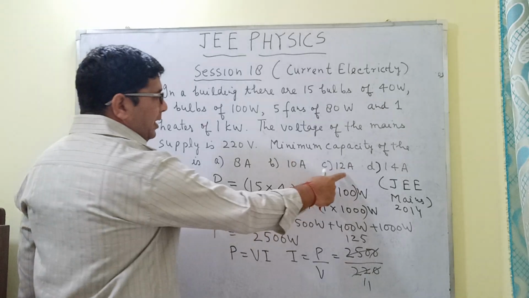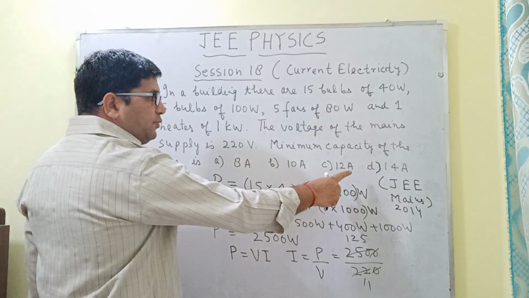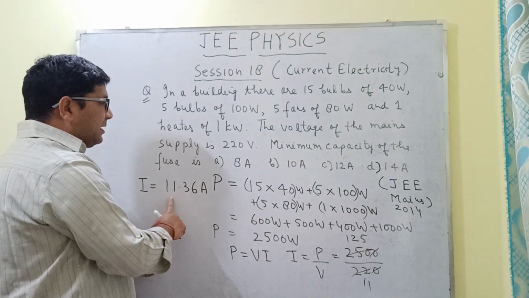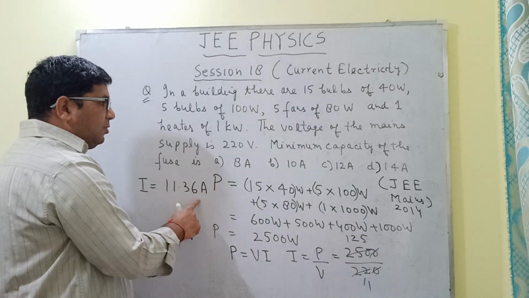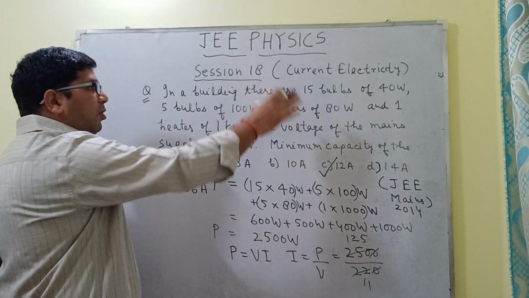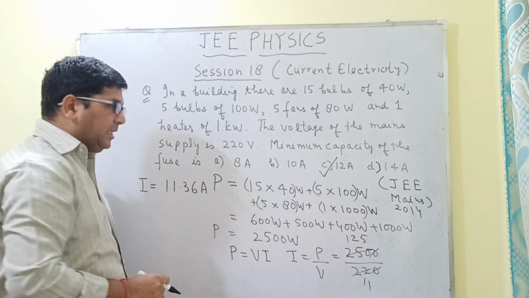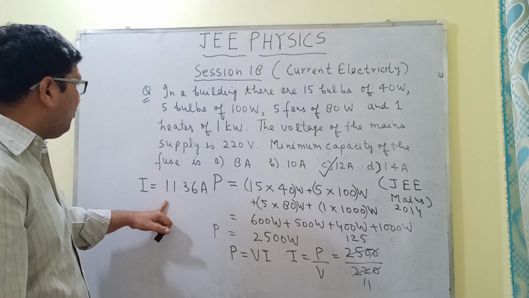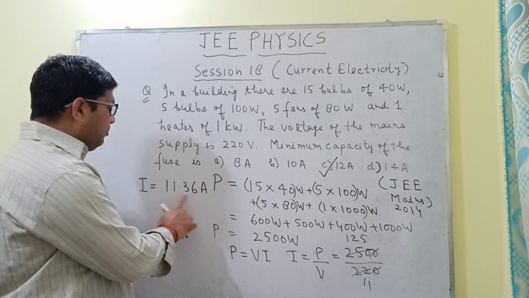Third answer, that is 12 ampere. 12 ampere should be the minimum capacity of the fuse out of these four alternatives, because the maximum current which will flow through the electrical circuit in case all the appliances are running together will be 11.36. So if I install a fuse of 12 ampere, then all my appliances will continue to run without any power failure. So the correct option is C, that is 12 ampere.